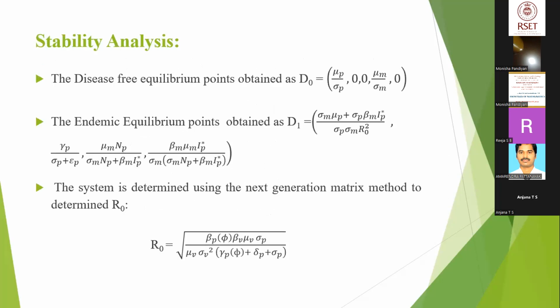So next we have the stability analysis. First we find the equilibrium points and the basic reproduction number. There are two equilibrium points. One is the disease-free equilibrium, the other is the endemic equilibrium. In the disease-free equilibrium, the infected and recovered values are 0, only the susceptible values exist. In the endemic equilibrium, all values exist. That means susceptible, infected, recovered, all values exist.